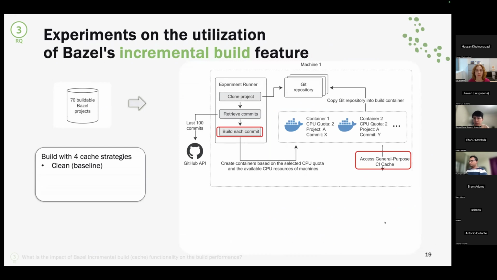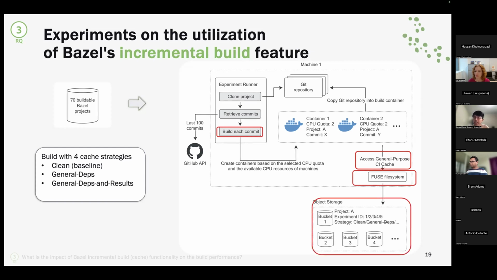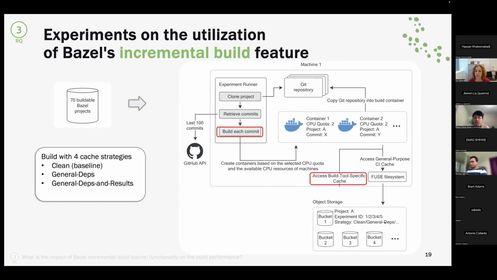And then we use general purpose CI cache in our second and third strategies. As we mentioned before, the general purpose CI cache is usually provided by the CI service. We use a FUSE file system to mount object storage onto our Docker container to simulate it. The build systems within the Docker container will access the cache files stored in the object storage through the FUSE file system. So for the second strategy, we only cache dependencies, and for the third strategy, we cache both dependencies and the results. For the last strategy, we use Bazel specific cache to cache both dependencies and build results.